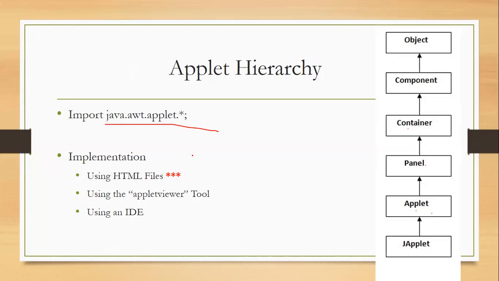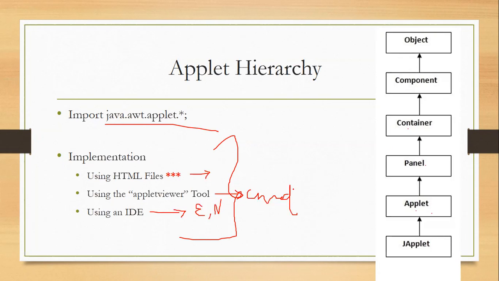java.awt.applet.star. There are 3 ways in which you can do applets. One is using HTML files. The second is using an applet viewer tool. And the third is using an IDE. Like, if you're using Eclipse or NetBeans or whatever, you do it like that. Or using the applet viewer tool, you will be doing it in your command prompt. This you can do in your Eclipse or NetBeans. Here we'll write a program in Notepad++, and then run it on the command prompt.